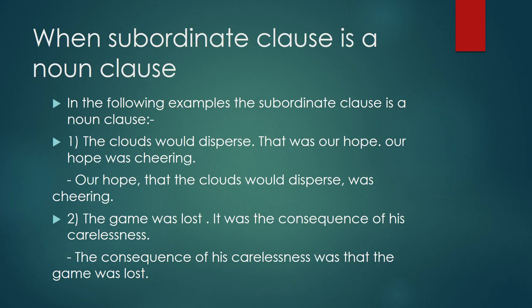When the subordinate clause is a noun clause. So, in the following examples, the subordinate clause is a noun clause. For example, the clouds would disperse. That was our hope. Our hope was cheering. So here the subordinate clause is a noun clause, and here we put the noun clause at first place. Our hope that the clouds would disperse was cheering.